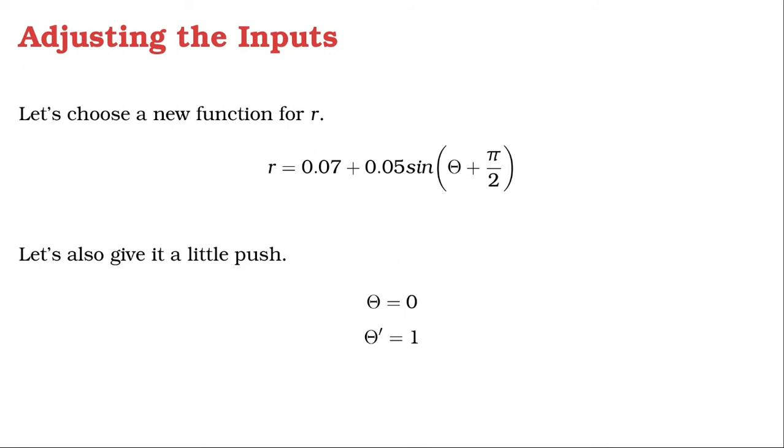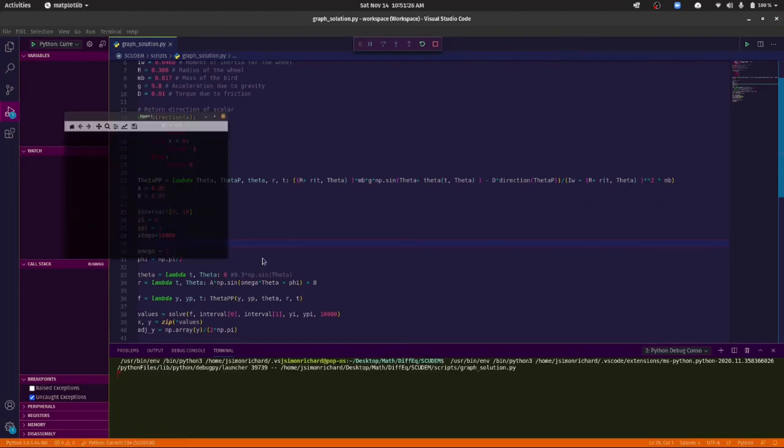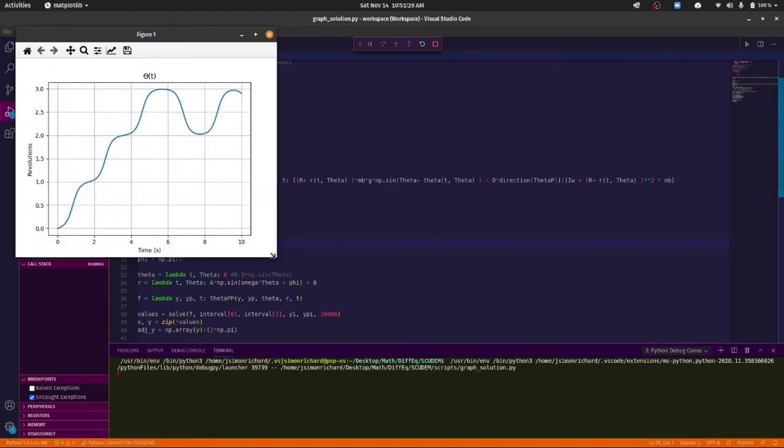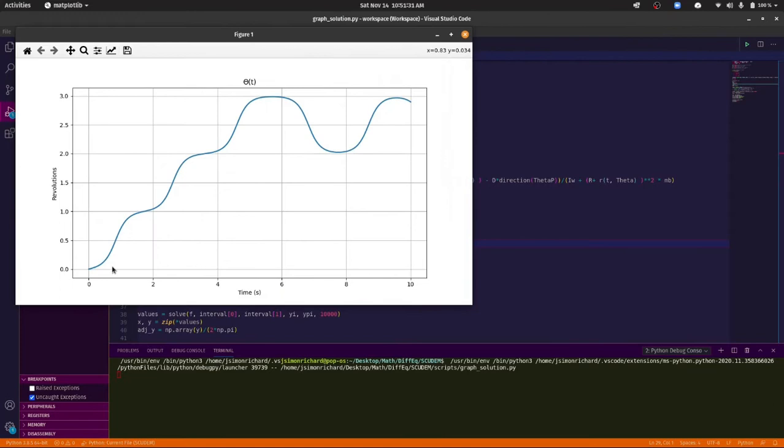Let's also give it a little push. This time we'll start at the top with an initial angular velocity of 1. Alright, that's more like it. Here we can see that the wheel rotates once, twice, and almost 3 times, but it doesn't quite make it to the top, and then it falls back down. We're still not getting the behavior that we want.